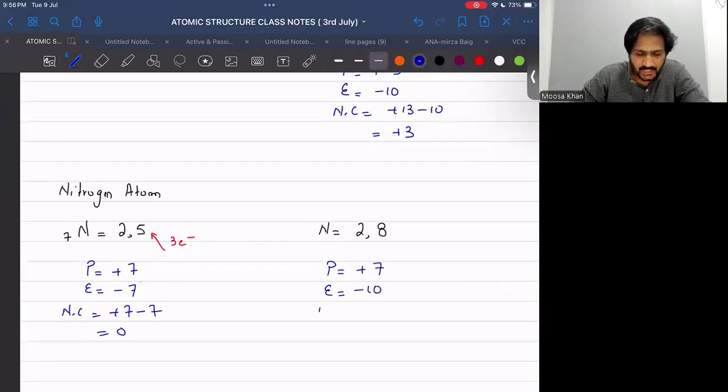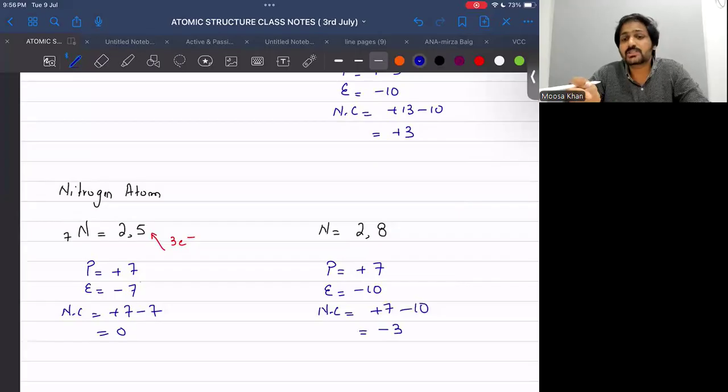So the net charge over the nitrogen particle would be +7, -10. That would give you -3. So the nitrogen atom gets a 3 negative charge. अब हम इसको नाइट्रोजन एटम तो नहीं कहेंगे ना, एटम तो वो होता है when we have a zero charge over it. Now it has a charge of 3 negative.